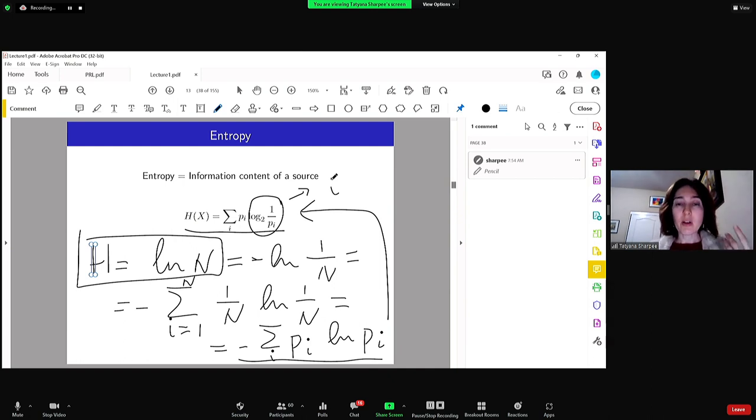So the entropy content of a source means that we have entropy for a given outcome, which, as I have drawn in the past, goes like this. When P is large, it should go to zero. And when P is small, it should be large.